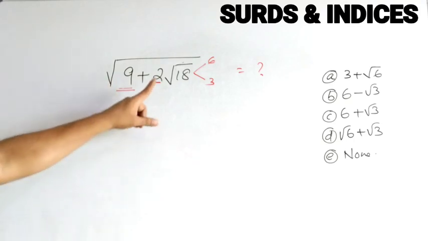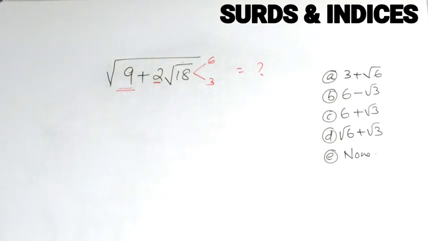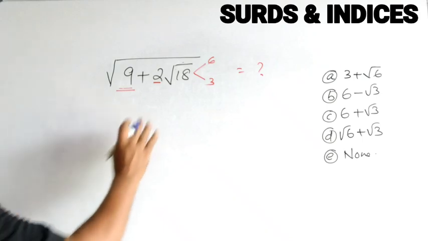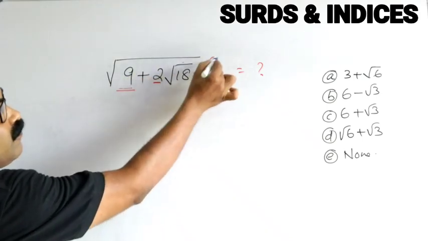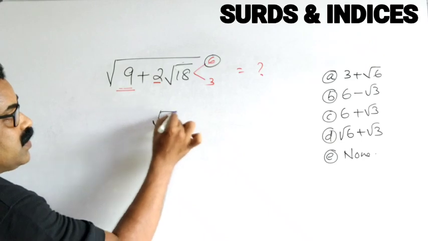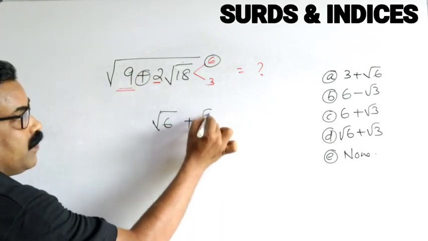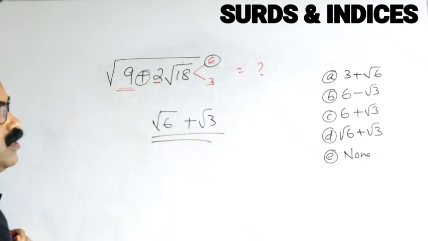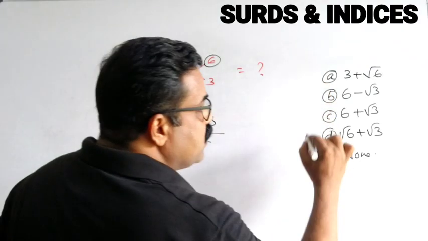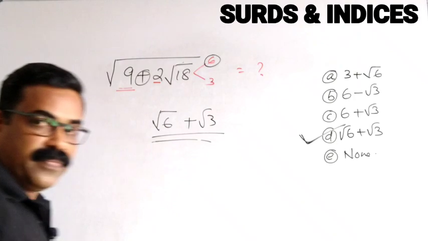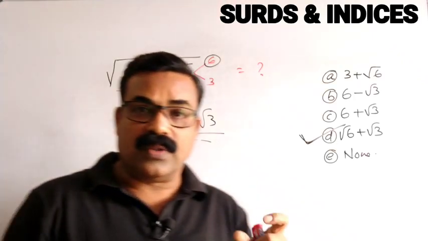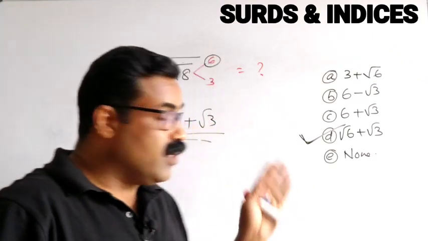So make sure this is 2 and take the factors 9. Now the answer is here, take the first number root 6. If this is plus, put plus, take root 3. So this is your final answer. So root 6 plus root 3, here you can see this is the correct answer. Root 6 plus root 3 is the correct answer from the given options.